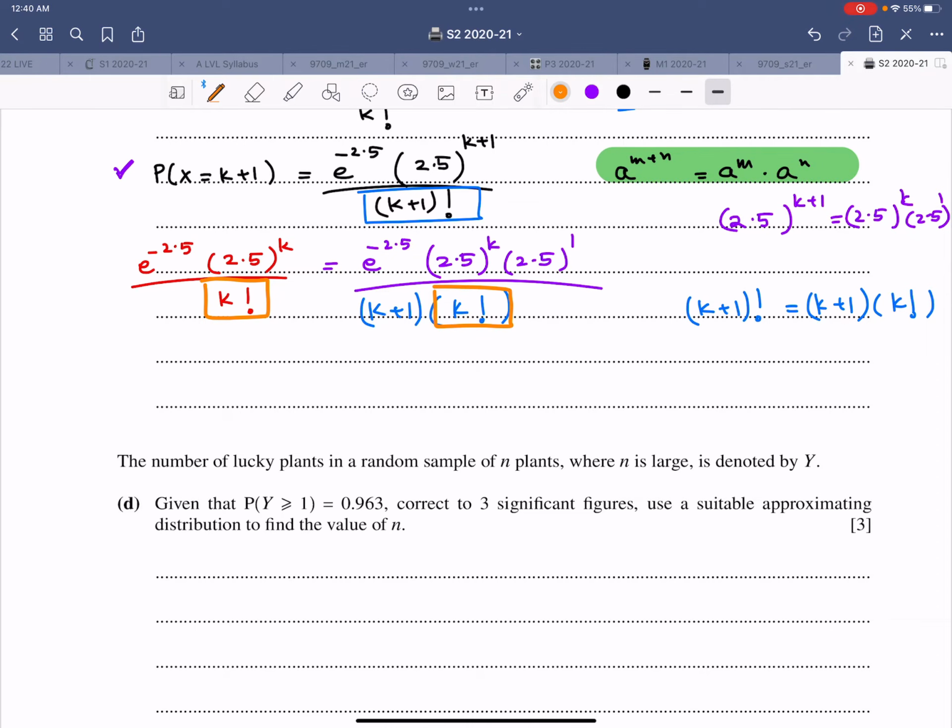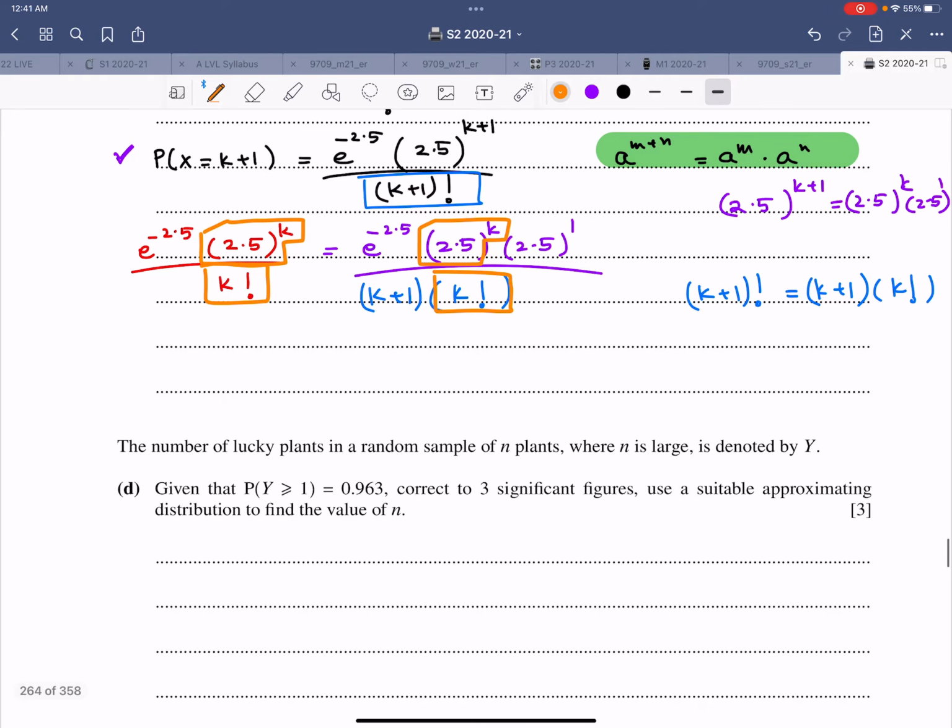disappears. Similarly, 2.5 raised to power of k and 2.5 raised to power of k, that would disappear. Naturally, this thing which is over here, e raised to power of negative 2.5, negative 2.5, that would disappear. So on the left hand side, what are you left with? You are left with 1. And on the right hand side, you are left with 2.5 divided by k plus 1.